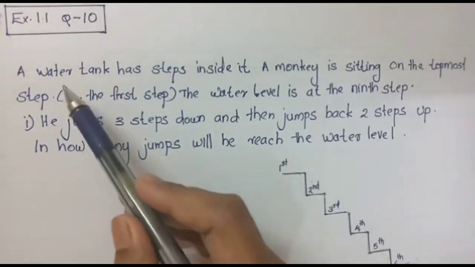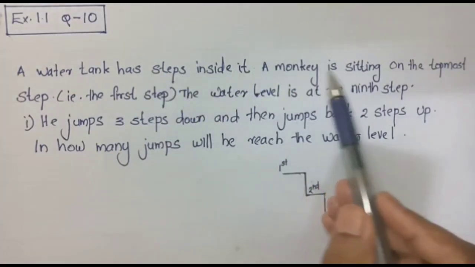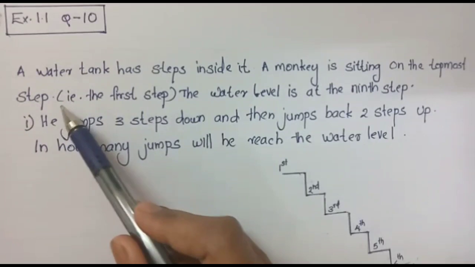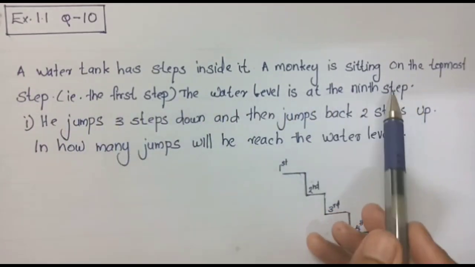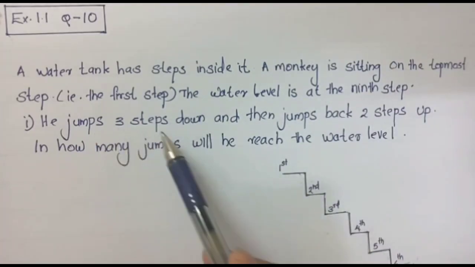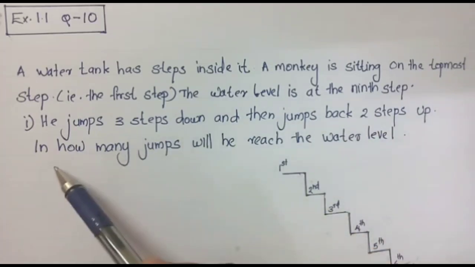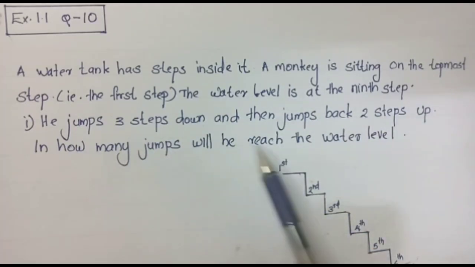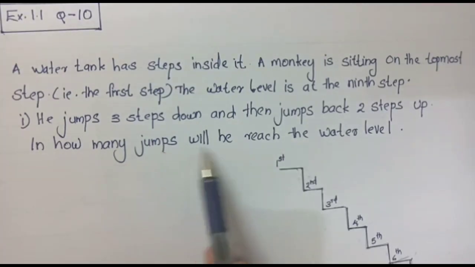Let's begin. A water tank has steps inside it. A monkey is sitting on the topmost step, that is the first step. The water level is at the 9th step. He jumps 3 steps down and then jumps back 2 steps up. In how many jumps will he reach the water level? So we have to find in how many jumps the monkey will reach the water level.